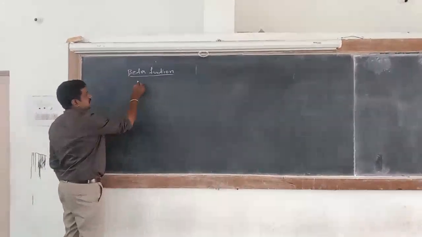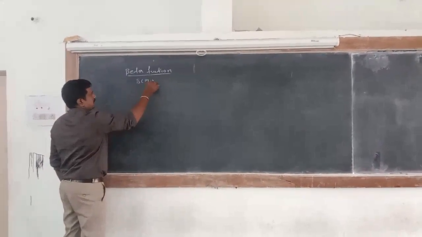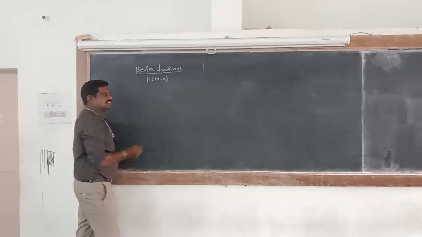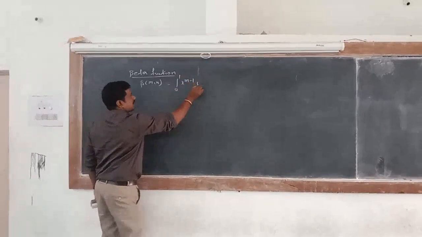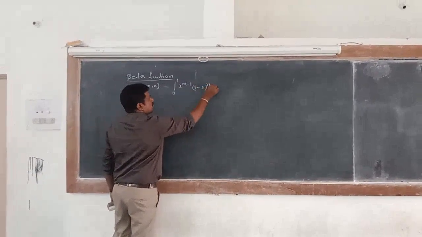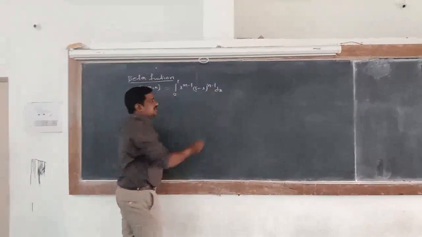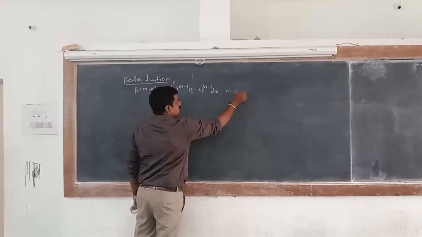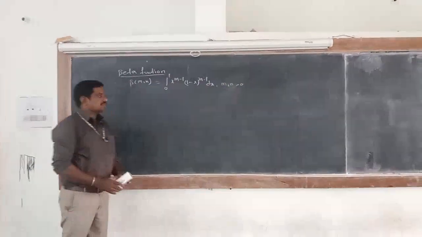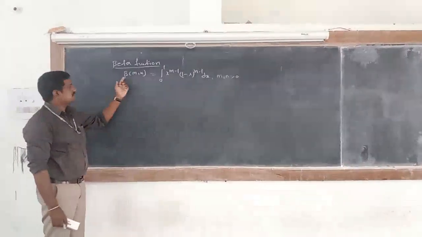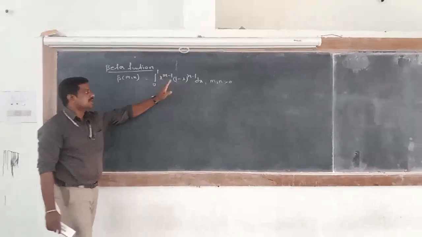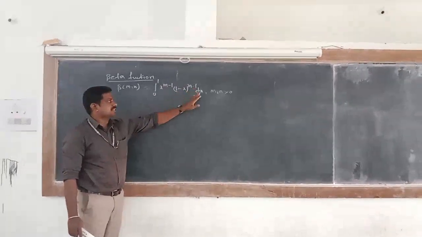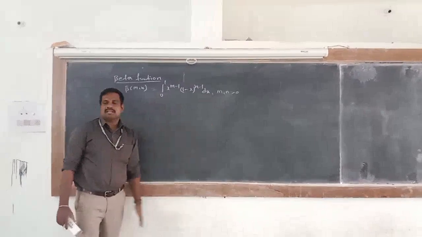The beta function is denoted by beta of m comma n and defined as the integration from 0 to 1 of x power m minus 1 into (1 minus x) whole power n minus 1 dx, where m comma n are positive digits. So the definition is beta of m comma n equals integration 0 to 1 x power m minus 1 into (1 minus x) whole power n minus 1 dx, where m comma n are greater than 0.